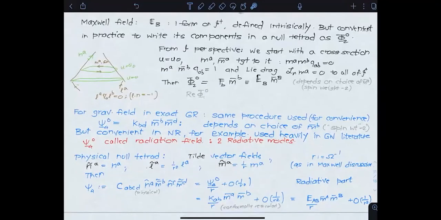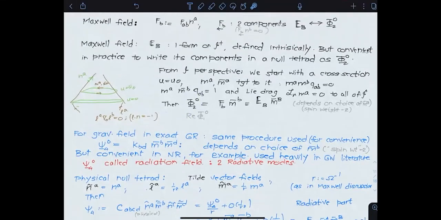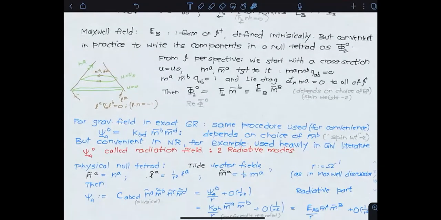In the gravitational field in exact general relativity, one follows exactly the same procedure. We define psi 4 naught instead of phi 2 naught: take the radiation field, which is this K, and plug into it M bar and M bar. Here in the Maxwell case we plugged in just one M bar, because I had only one index. Here I have two indices, therefore I get M bar, M bar. This, of course, depends on the choice of M bar.